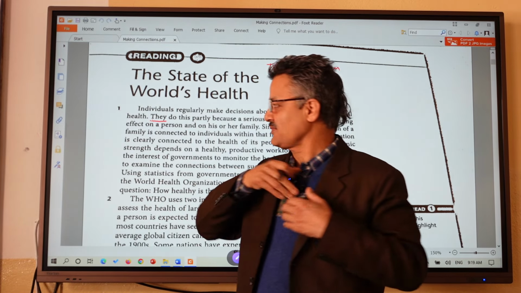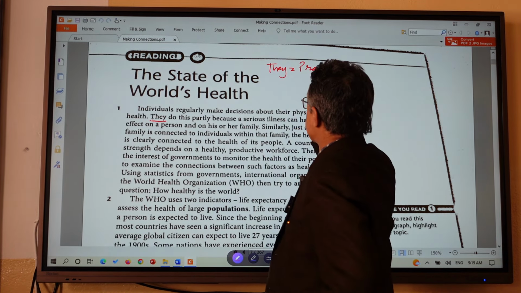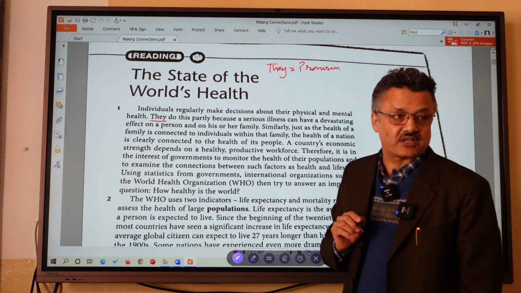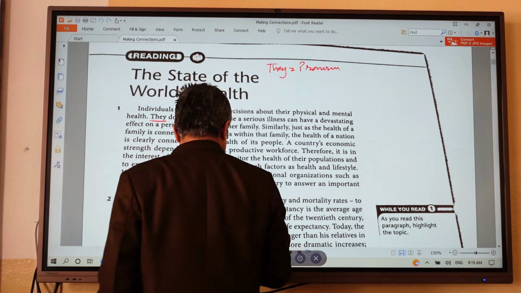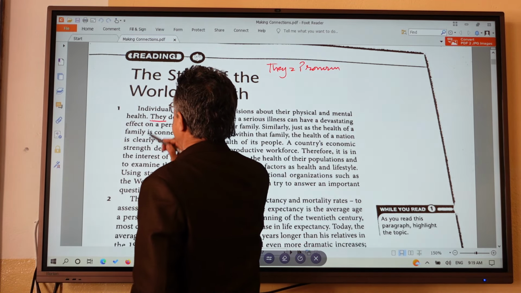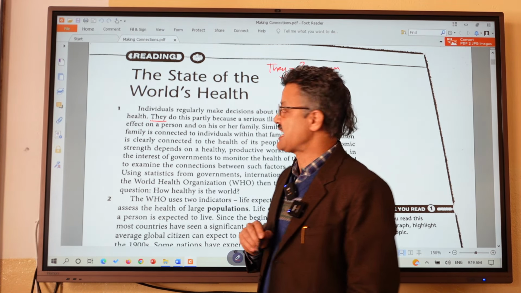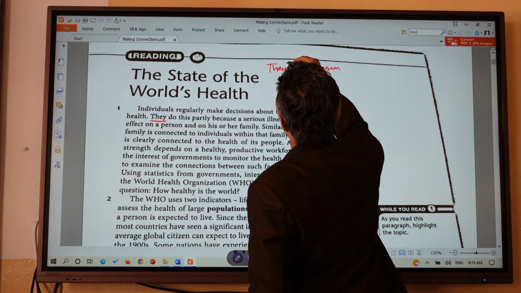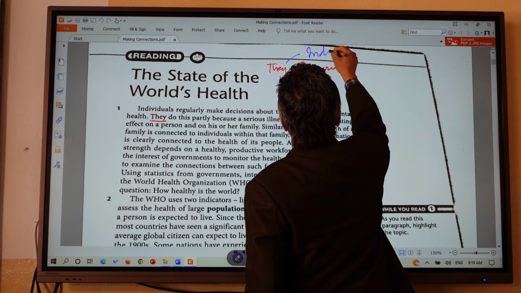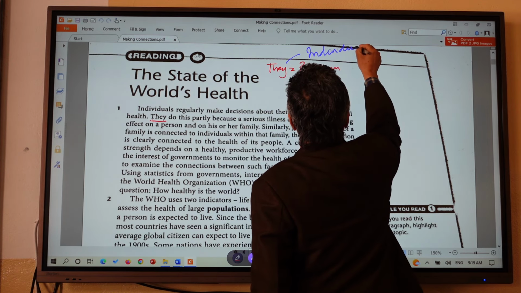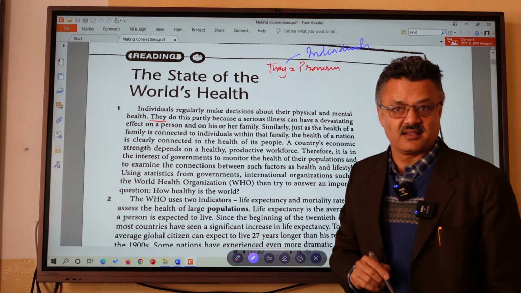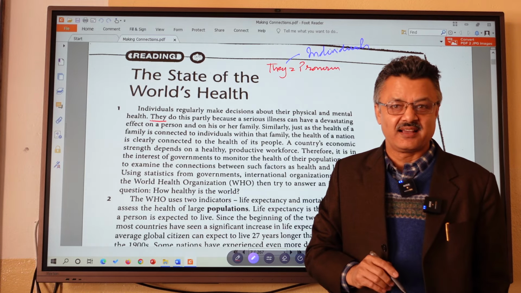Okay. So, they is a pronoun, right? Which comes from a noun. Now, can you tell me, what does they stand for in this second sentence? They means? Individuals. They means? What is they?